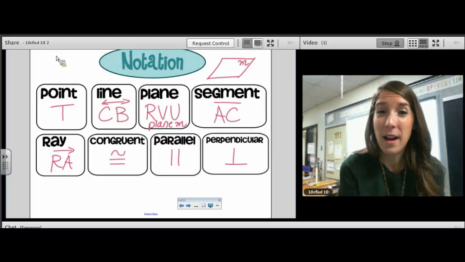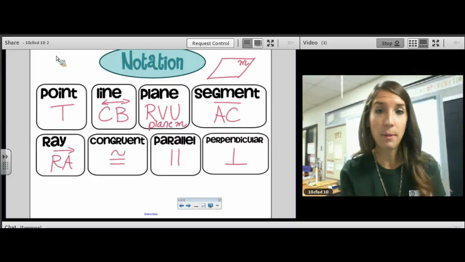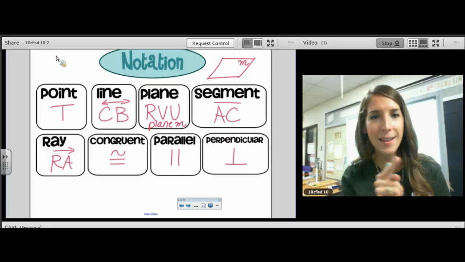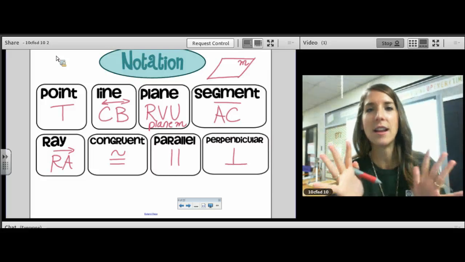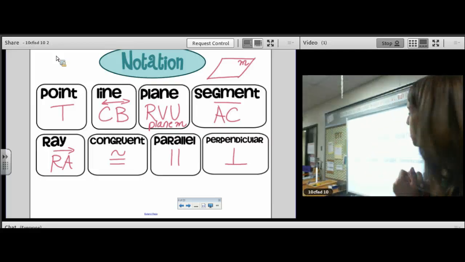So some of these you might have already known, some of these might be brand new. If you didn't get a chance to write this down, if this was new to you, you can watch the recorded lesson and push pause when I get to this slide and you can stare at it as long as you want. But I did just want to go over some symbols that you may or may not have known.